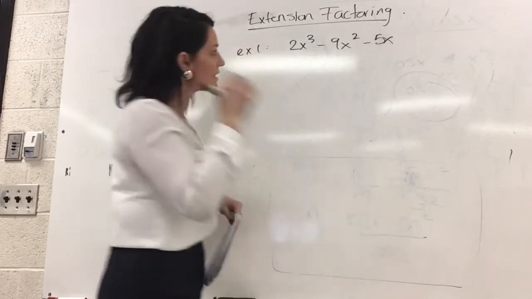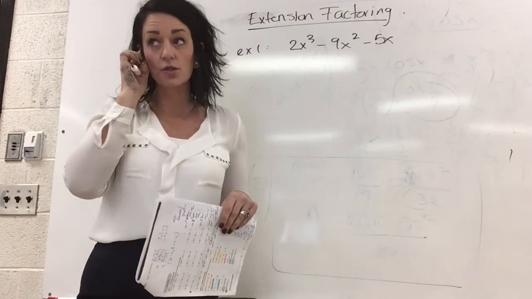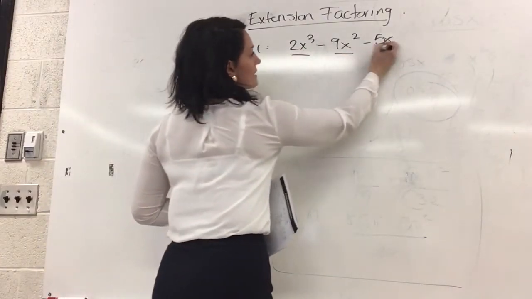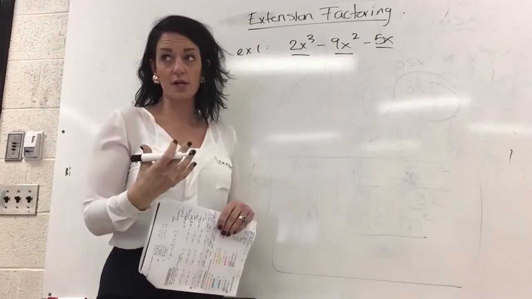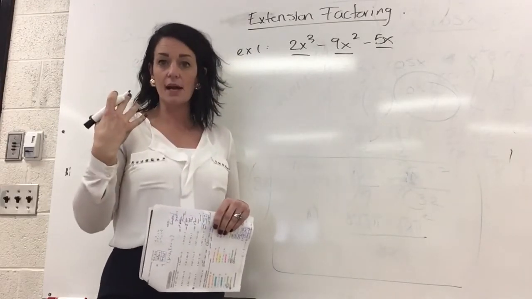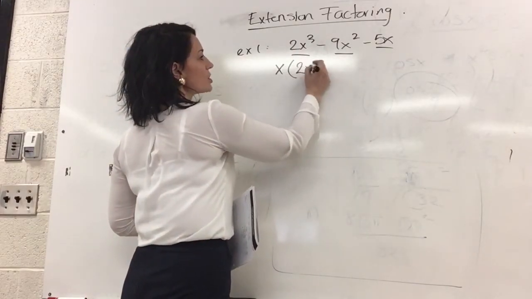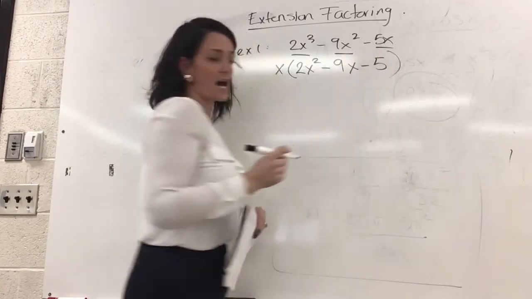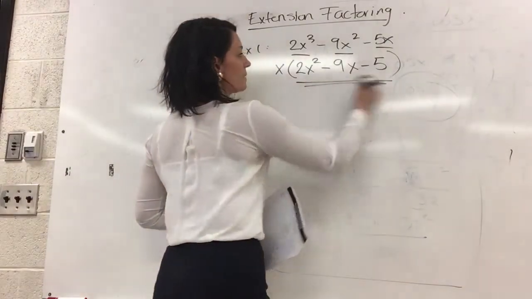So we've never seen anything like this before, and it's actually a cubic, not a quadratic. But what hopefully you do notice is that each one has an x in it. So it is actually just a greatest common factor question, but instead of us taking out a number, we're going to take out an x. So we take out an x, and what we're left with is 2x squared minus 9x minus 5. Okay, so then what we need to do is factor this bit right here.